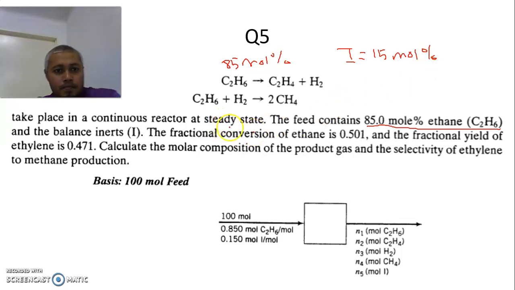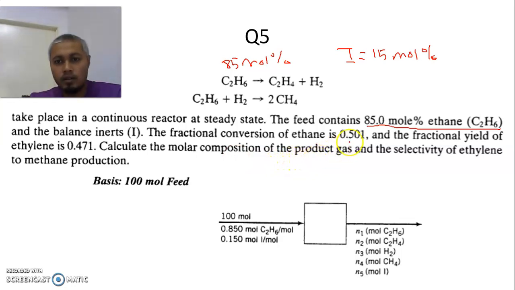The fractional conversion of ethane is 0.501. Let's say we put FC for fractional conversion. And the fractional yield of ethylene is 0.471, so we use FY for fractional yield. Calculate the molar composition of the product gas and the selectivity of ethylene to methane production.